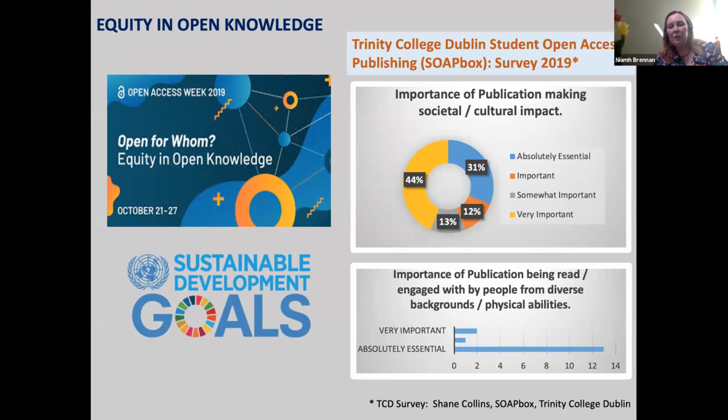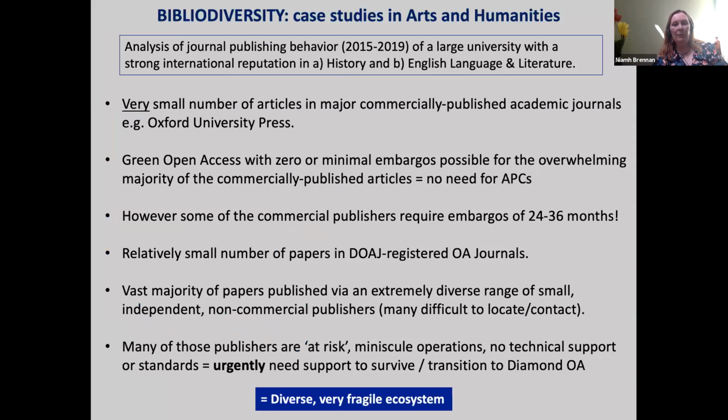And the student survey that we had in Trinity last year for Soapbox, 23 student journals are moving over to open access, which is wonderful. But some of the primary things, and thanks Shane Collins for this information, when they were asked about the importance of their publications making societal and cultural impact, the majority of the students said it was absolutely essential. And when they were asked about the importance of publications being read and engaged with by people from diverse backgrounds and physical abilities, the vast majority of them said it was absolutely essential. So our younger researchers are telling us that this is going to happen. So the change will happen.